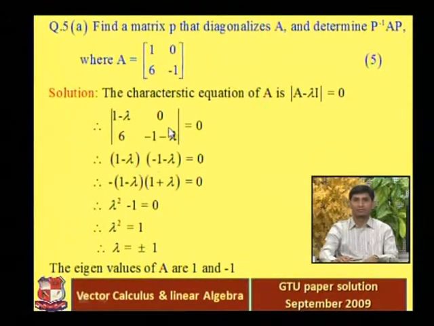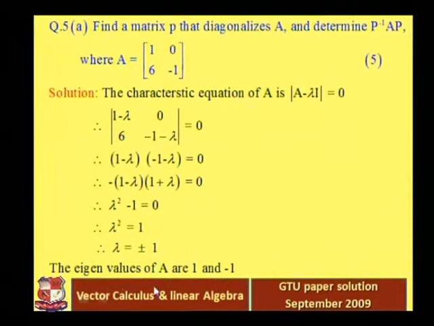1 minus lambda into minus 1 minus lambda, that is equal to 0. Just minus 1 will be common from this step, so 1 minus lambda into 1 plus lambda, that is equal to 0. Lambda square minus 1, that is equal to 0. Lambda square is equal to 1, okay, and lambda is equal to plus or minus 1. So the eigenvalues of A are 1 and minus 1.